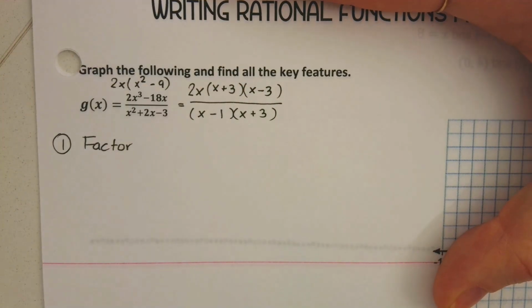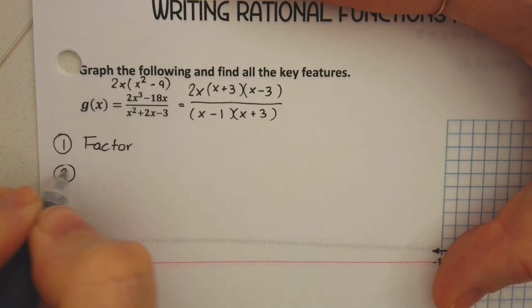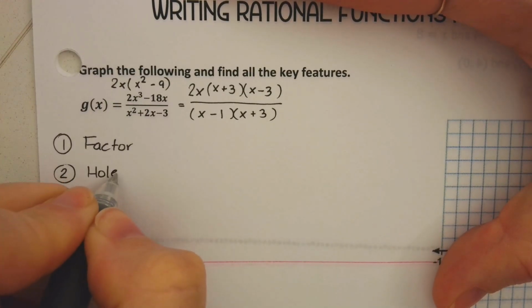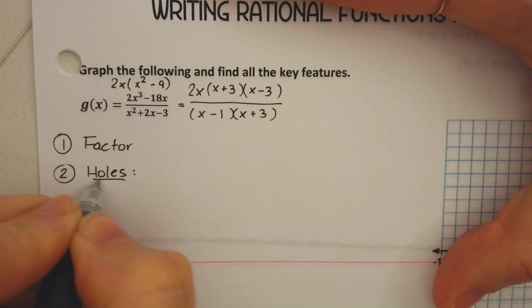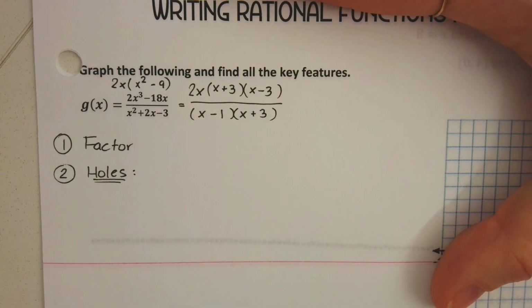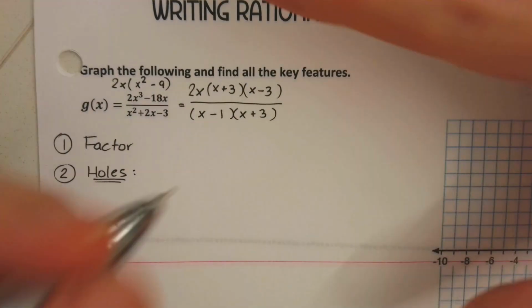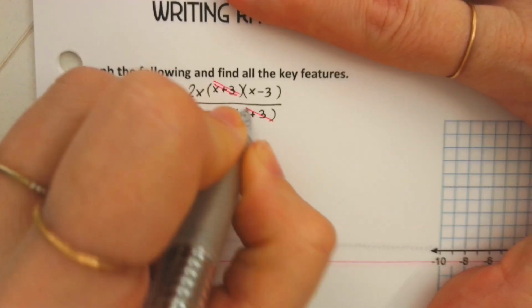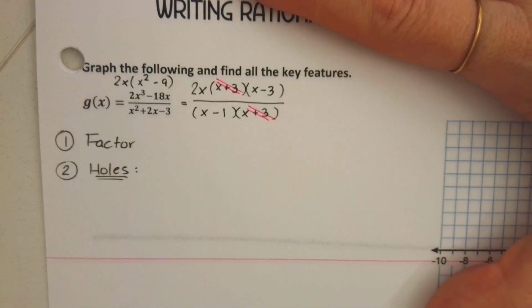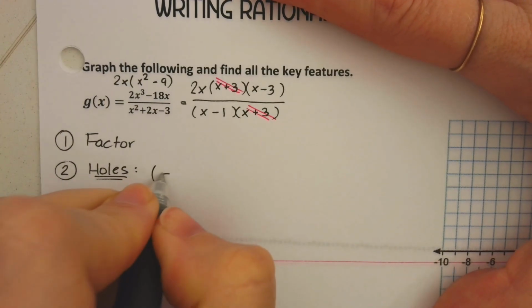Okay, looking through there, we should now be able to see, are there any holes in the graph? Yes. There is one. What is its x value? -3, right. As you can see, the x plus 3 would cancel. So the hole has an x value of -3.